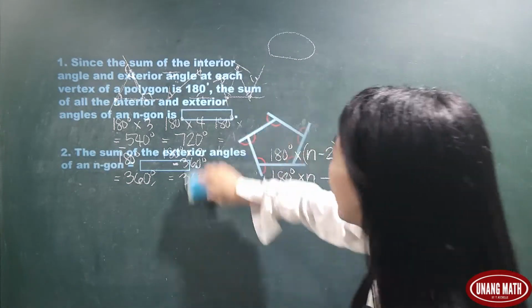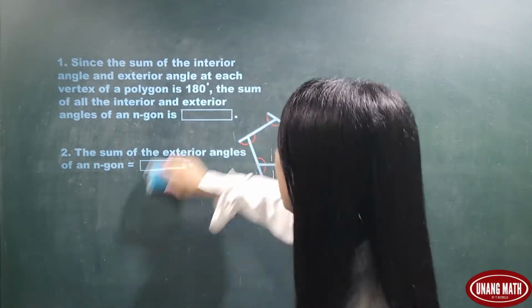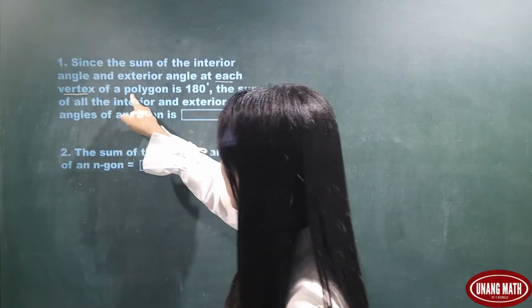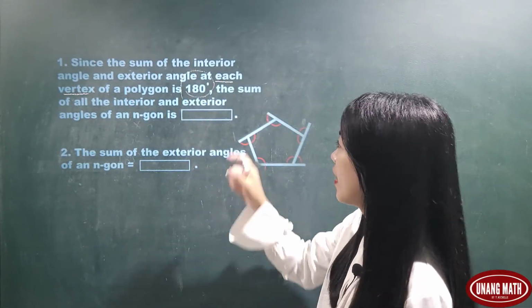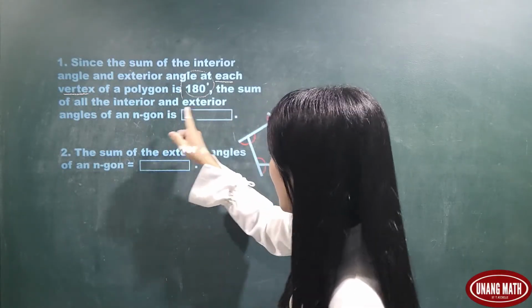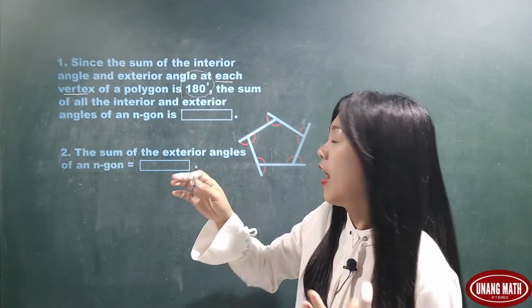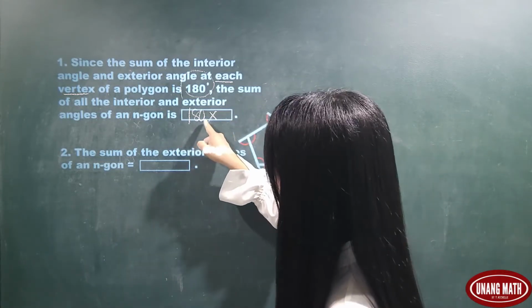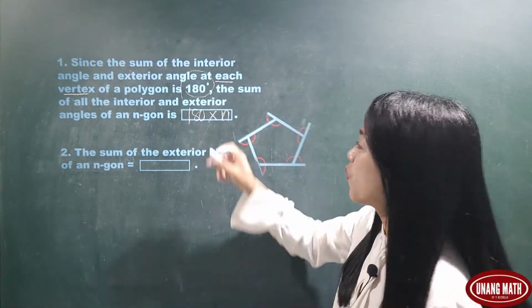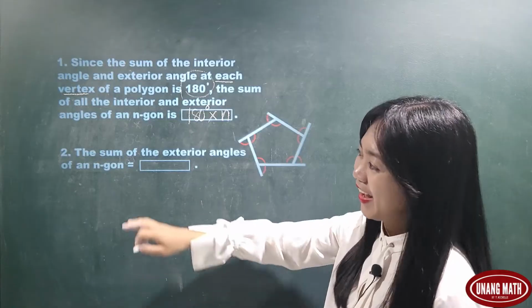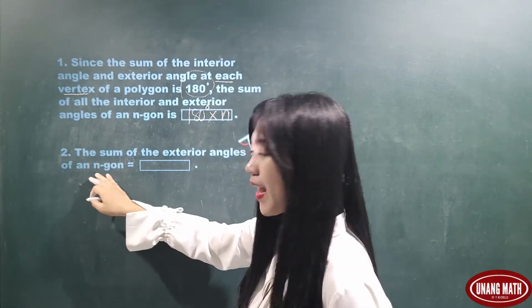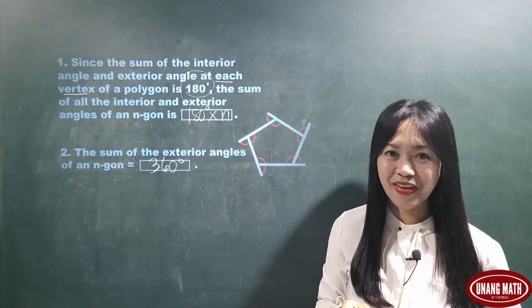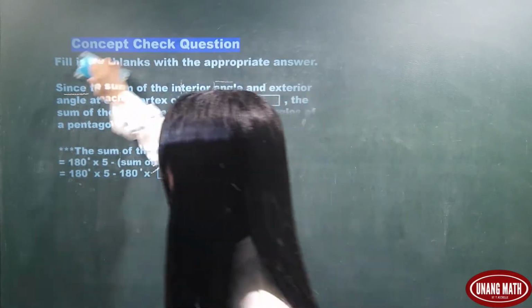Okay, in summary, since the sum of the interior angle and exterior angle at each vertex of a polygon is 180 degrees, then the sum of all the interior and exterior angles of an n-gon is 180 degrees for one straight angle times how many vertices or straight angles? So this is times n. So 180 degrees times n. And then the sum of the exterior angles of any polygon, or of an n-gon, is always equal to 360 degrees.